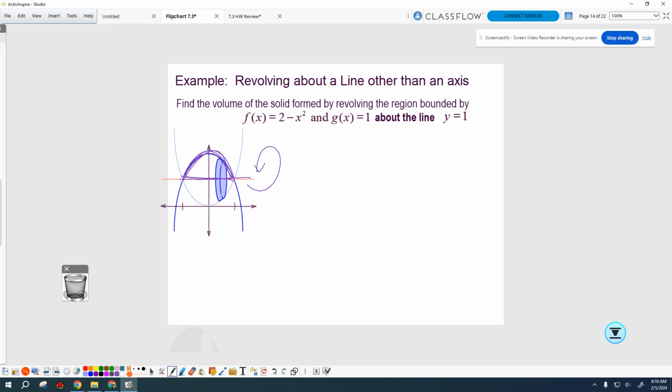So Sophie, I'd be like, y'all need to show me something here. What is the radius of the circle going to be? 1. The radius is 1 right here, but is the radius 1 here? No, so I need an equation. 2 minus x squared minus 1. So top curve, 2 minus x squared, minus the bottom curve, or the line that we're spinning around, which is 1.